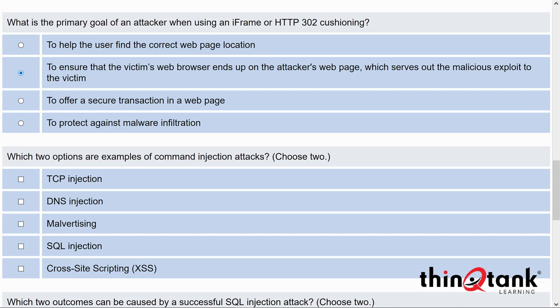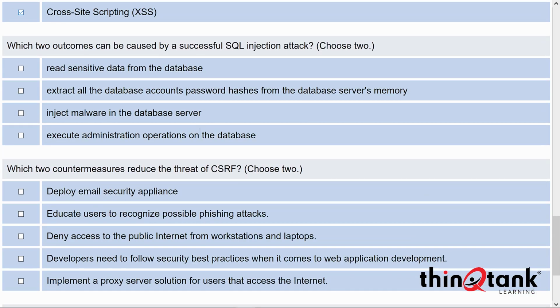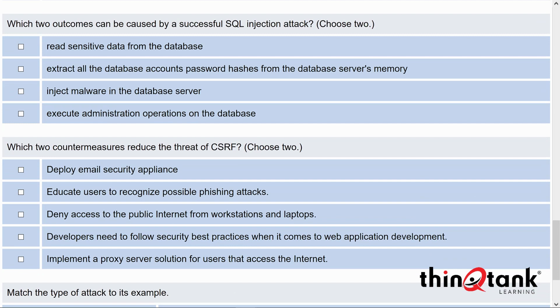Which two options are examples of command injection attacks? Well, certainly SQL injection and cross-site scripting. DNS, TCP injection, we're not executing commands in this case. We're dealing with malformed payloads and whatnot, but not actually injecting commands that would execute in the operating system.